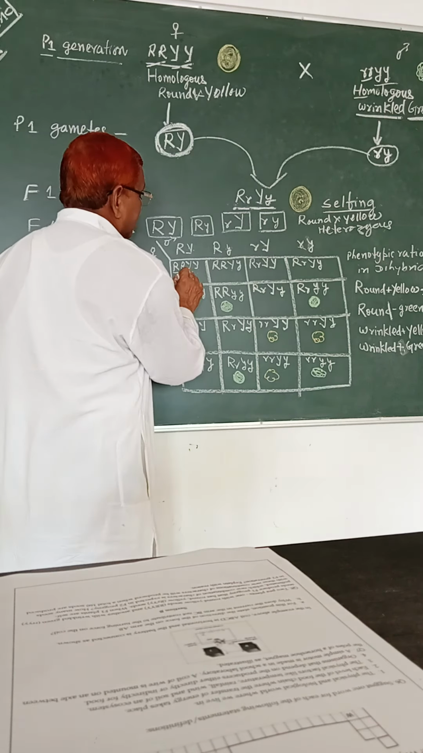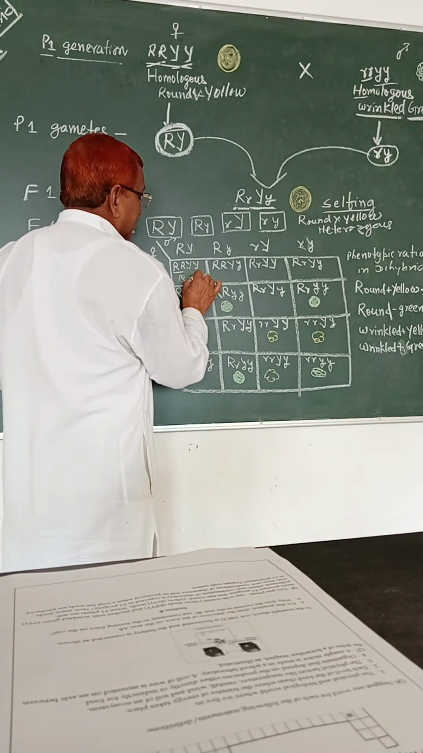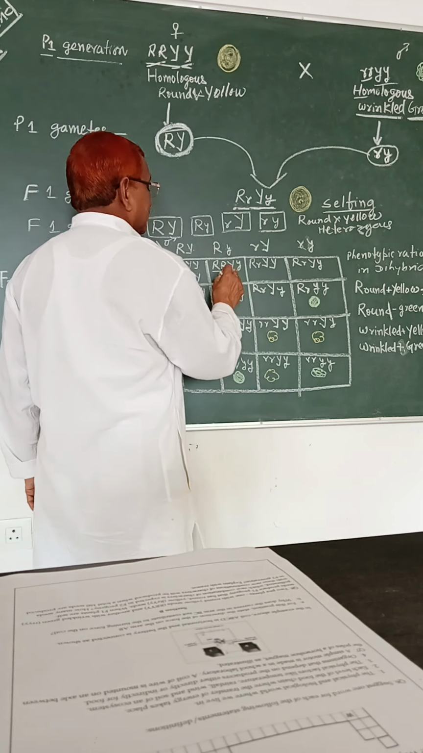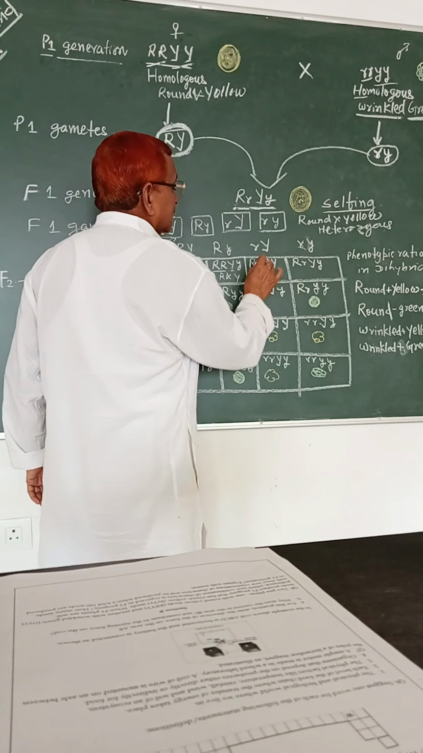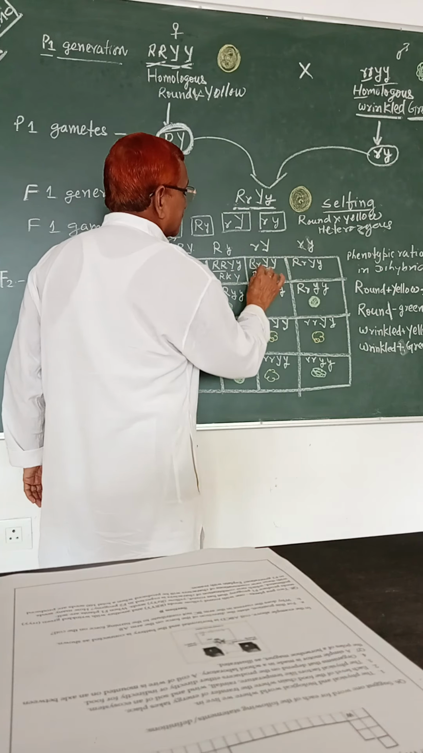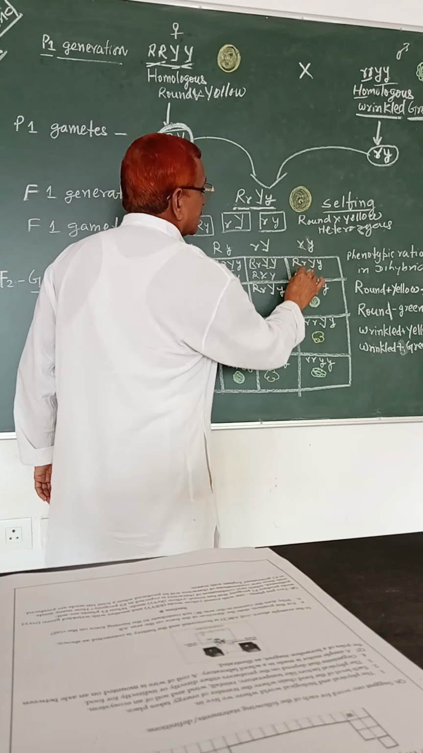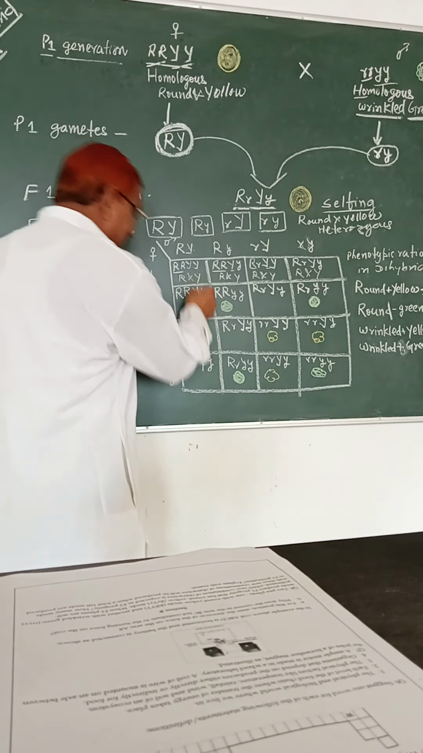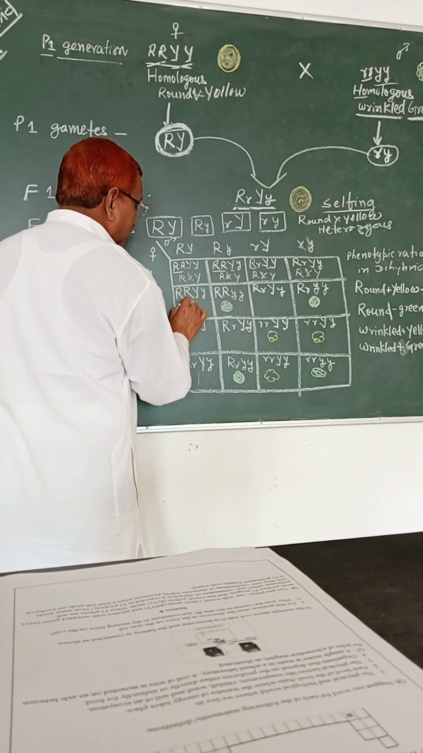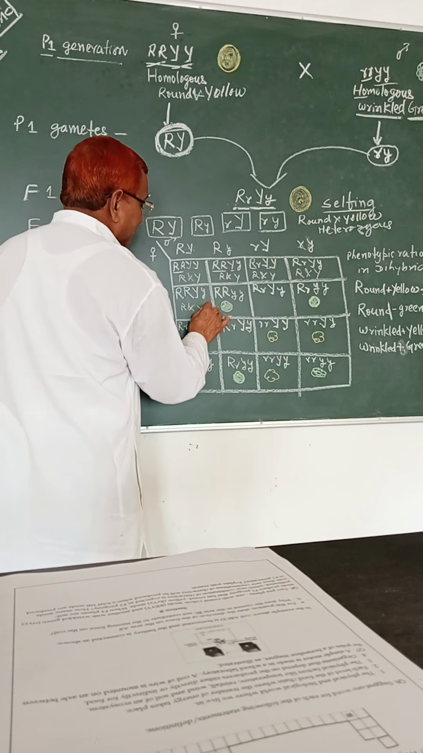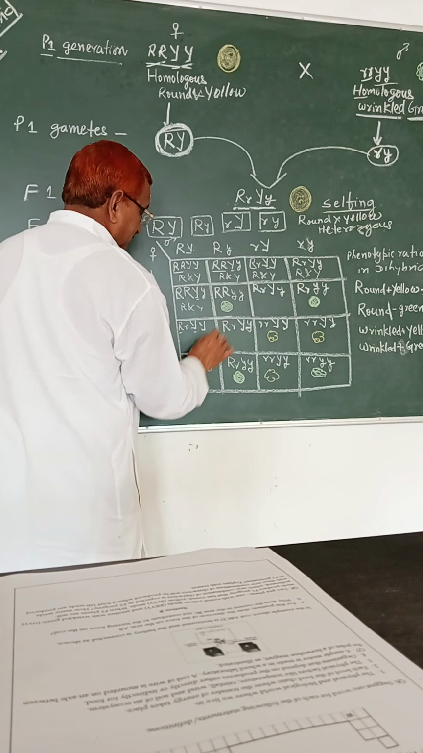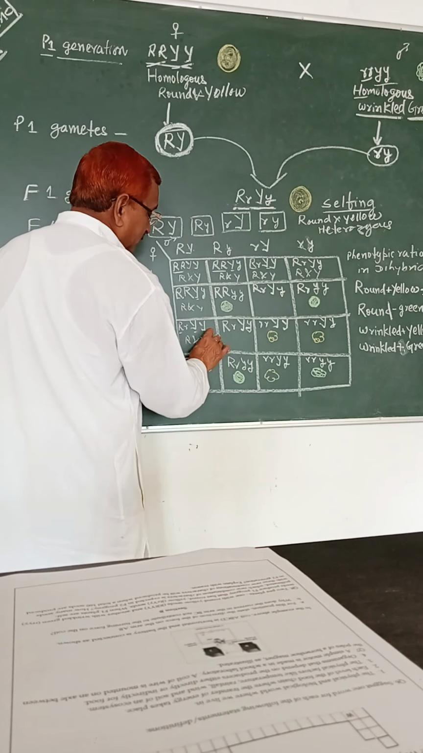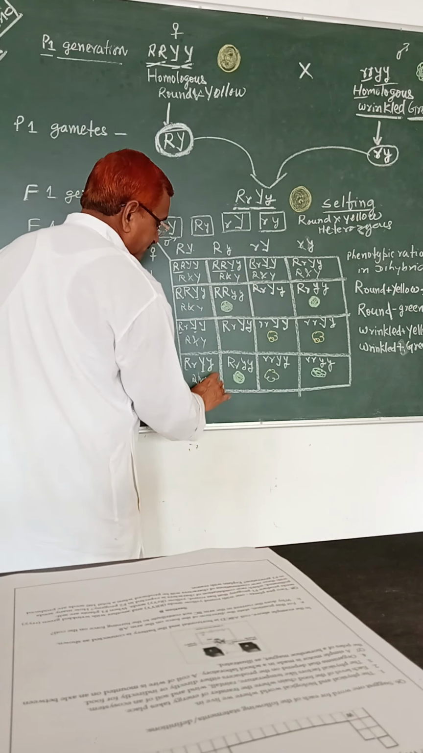So it will be round and yellow. Again here capital R, capital Y, round and yellow. Here capital R, capital Y, round and yellow. In this way, wherever capital R and capital Y are there, all will be round and yellow.